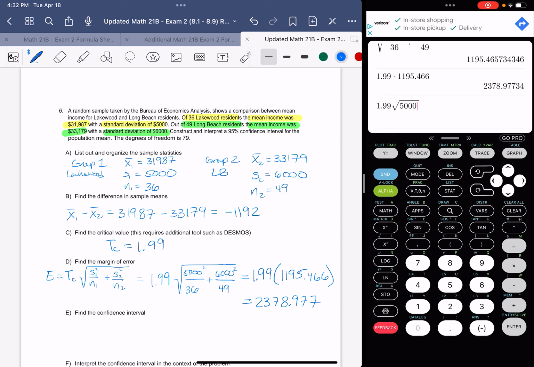So 5,000 squared divided by 36 plus 6,000 squared divided by 49. If you do it all in one go, you should end up with the same answer after you've rounded it. So it just depends on whatever your comfort level is. Did you do it all in one go or separate? Oh, you put an extra 9 there. It's only 2 9s.